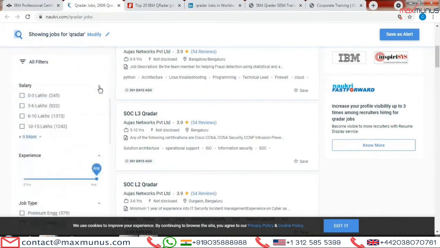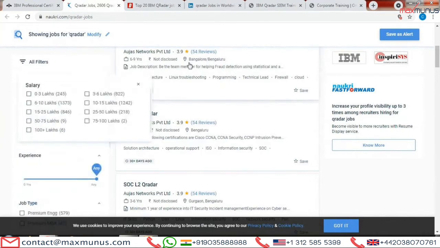Let me see the package offering. I can see 1,373 job openings that are ready to pay between 6 to 10 lakhs, 840 openings that are ready to pay 15 to 25 lakhs, and I can even see there are 6 openings that are ready to pay more than 100 lakhs.